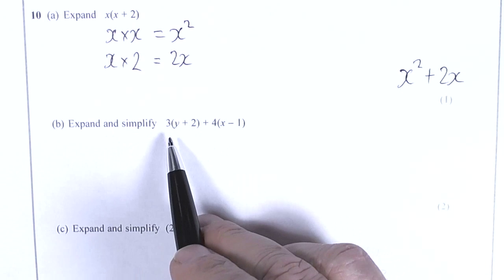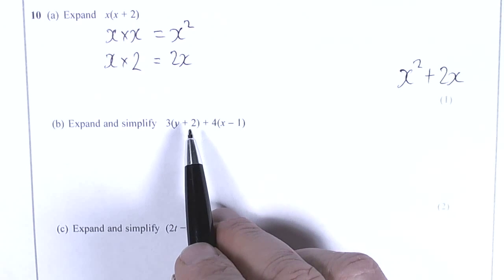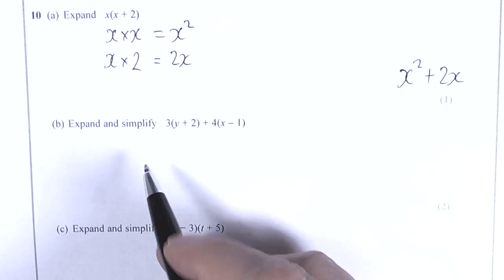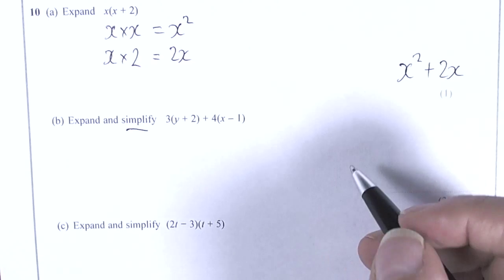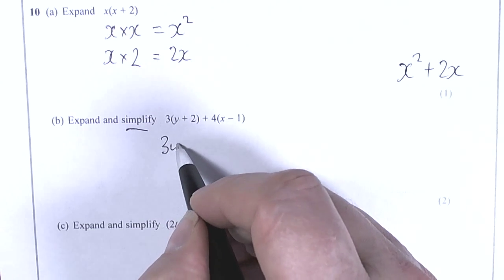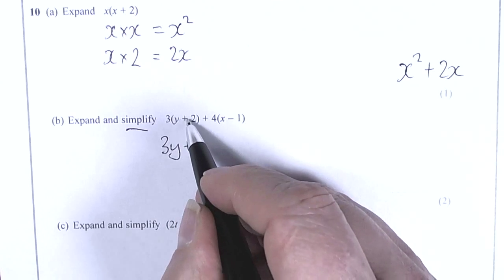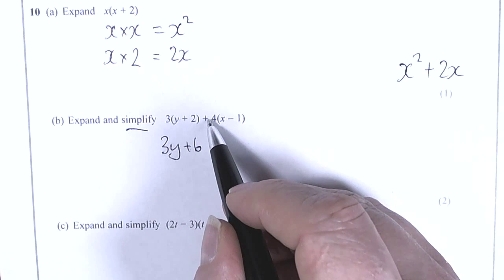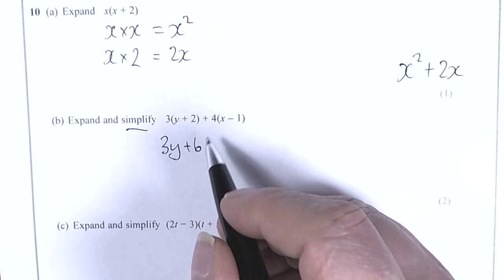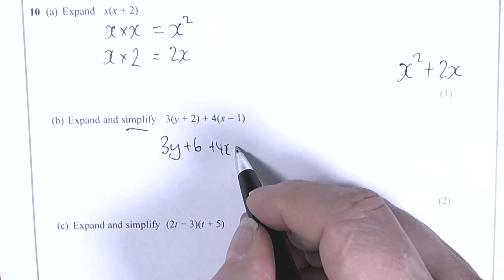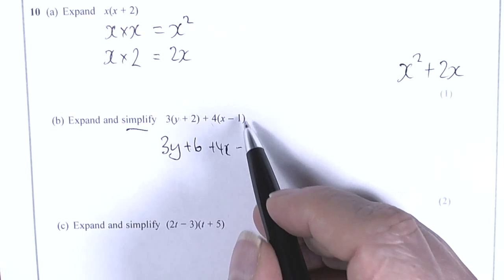The next part of the question is asking us to expand single brackets, but two of them, so we need to do it bit by bit and then simplify down because of the word simplify. So the first bracket, when you expand it by multiplying, is 3 lots of y is 3y, 3 lots of 2 is 6, which is positive, so plus 6. And then we've got positive 4 times x, so that's positive 4x, but then we've got positive 4 times negative 1, which is negative 4, so we're going to take away 4.